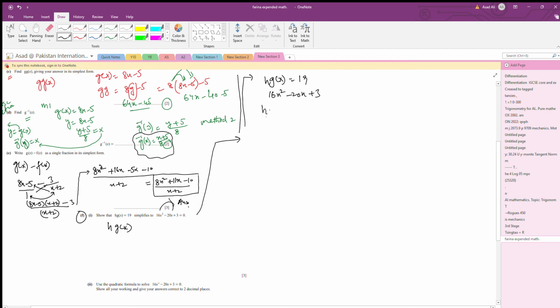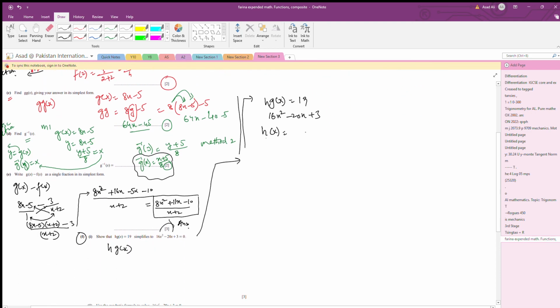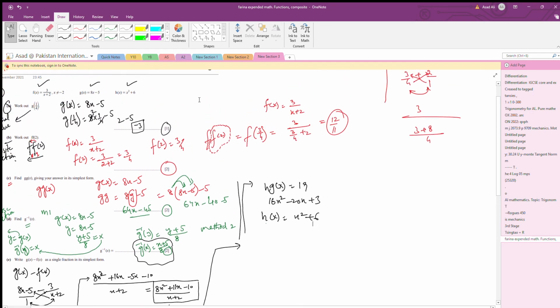Now first of all, write h of x. What is h of x? h of x is x squared plus 6, which is given here in the question. That is h of x. This is our h of x.